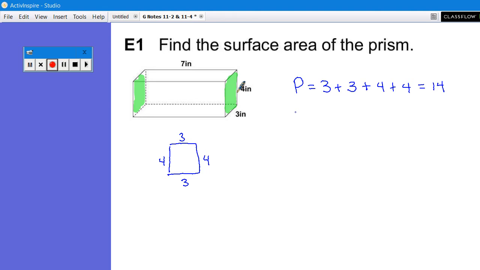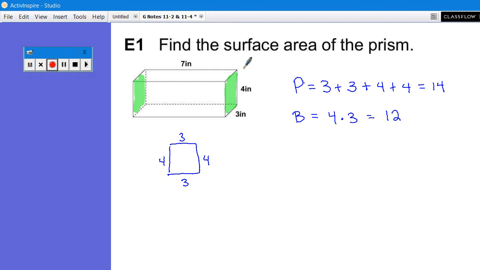Now we need to find the area of that base. It's a rectangle, guys. You know the formula to find the area of a rectangle. It's just length times width. So the length here, we're putting at 4, the width at 3. So when we find the area of that, that's going to put the area of that base at 12.